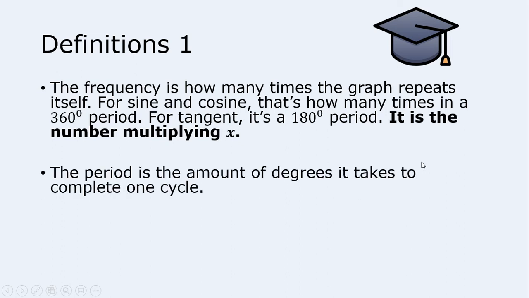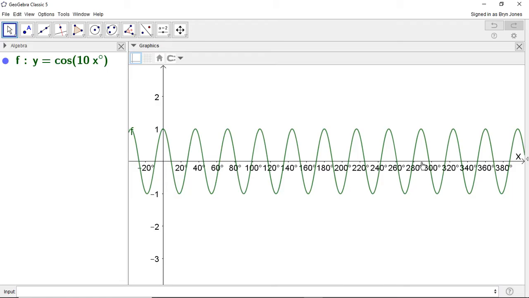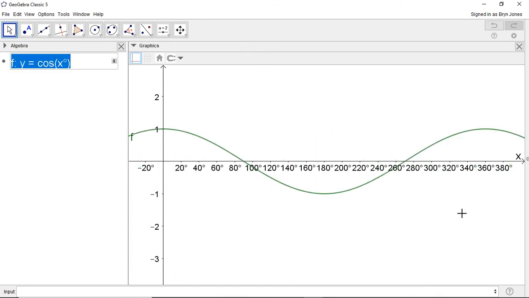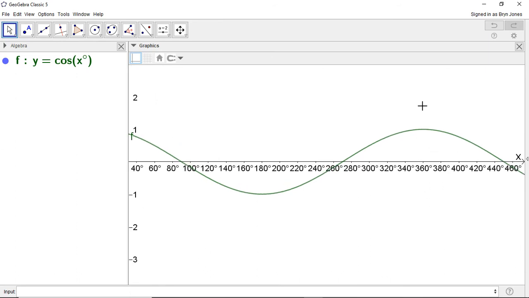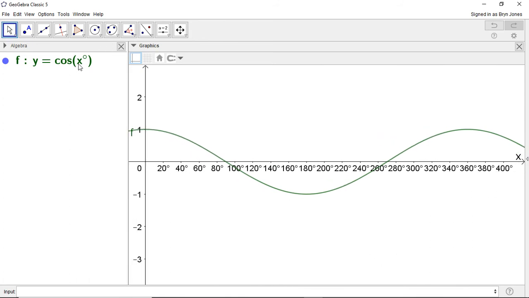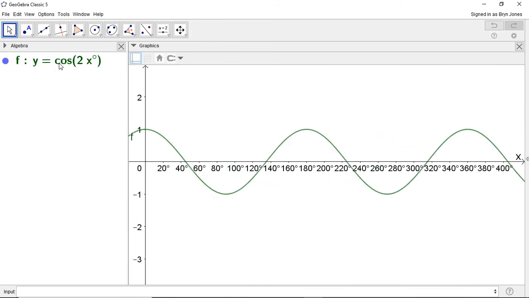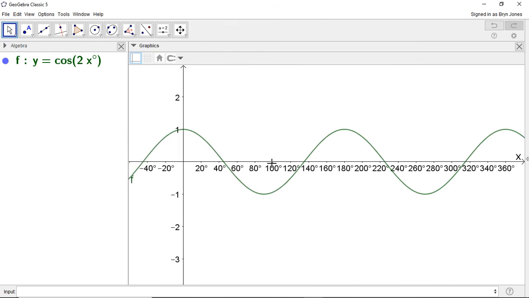The frequency. The period is the amount of degrees it takes to complete one cycle. So if I do a simpler example here, if I just make this 2, you can see how many degrees does it take to do one cycle? In the case of the cosine function, that's from the top of the hill, down, back to the top of the hill. Well, it takes 360 degrees to do 1. So it's got a period of 360 degrees. If we change that, say we made this 2x, the period would be 180.